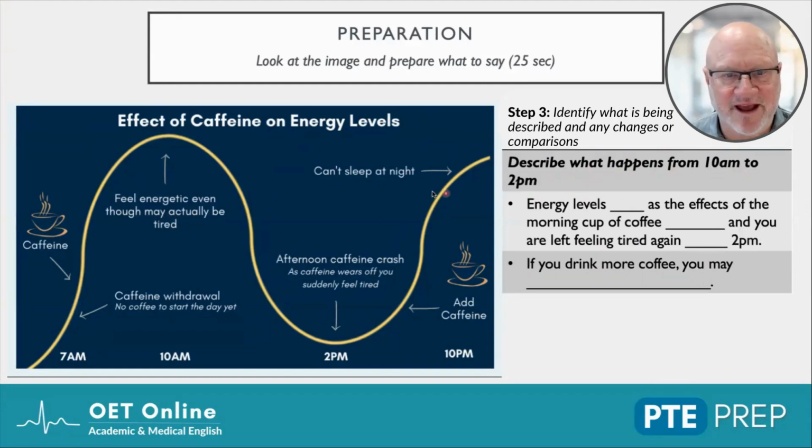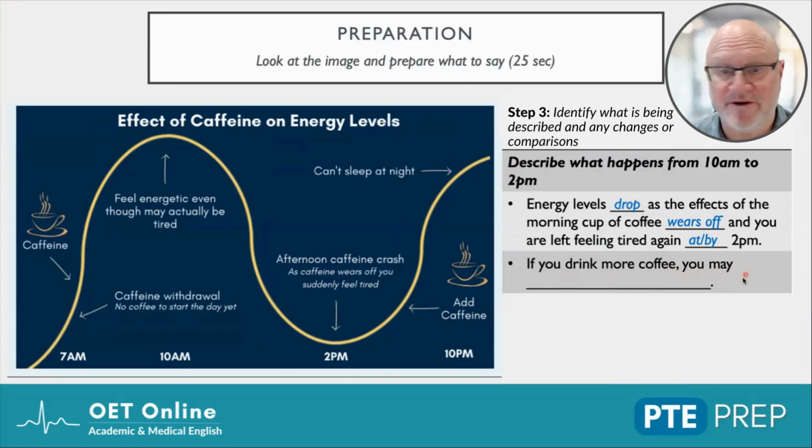Describe what happens from 10 a.m. to 2 p.m. Energy levels. So what's going on here? Energy levels decrease, subside. Energy levels drop as the effects of the morning cup of coffee. What happens to the effects? This is our vocabulary. The effects of the morning cup of coffee, and we even have the words, wears off. And you are left feeling tired again, another preposition, by 2 p.m.